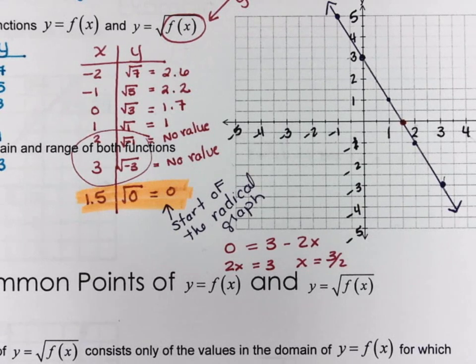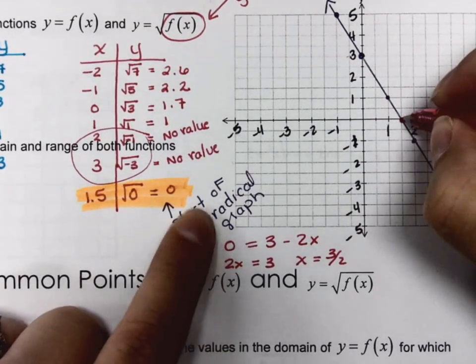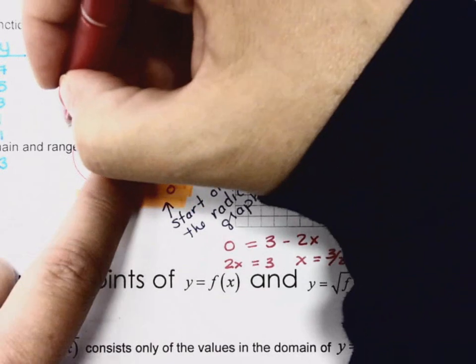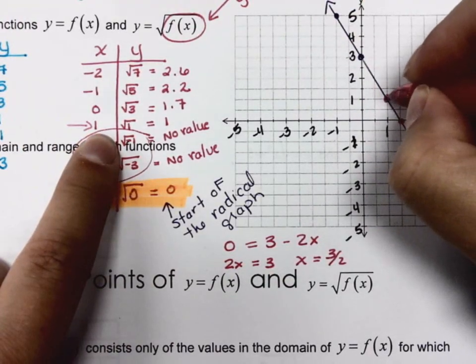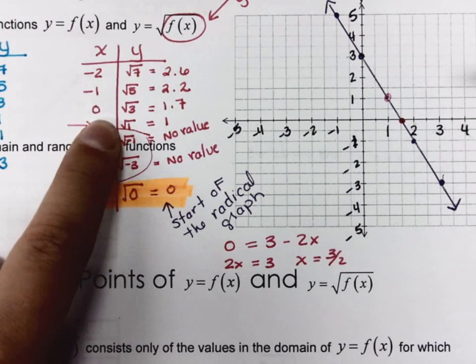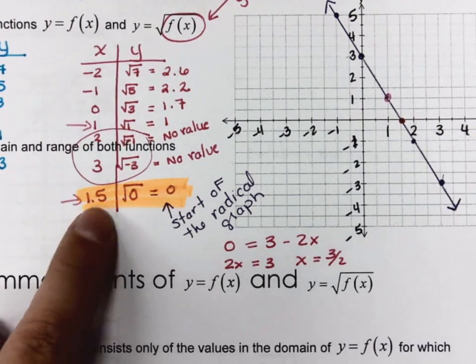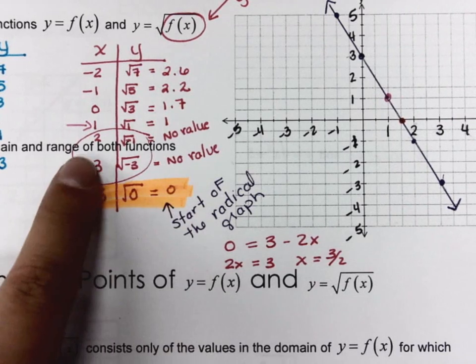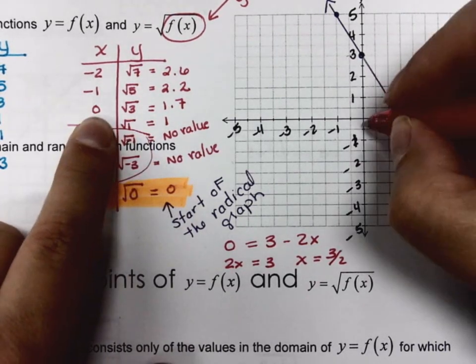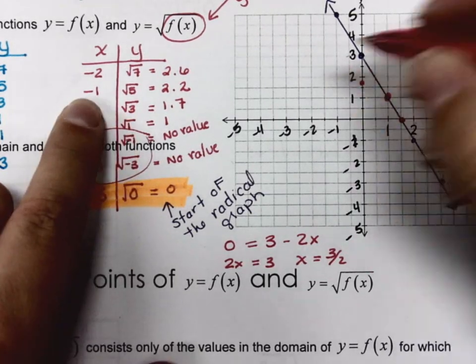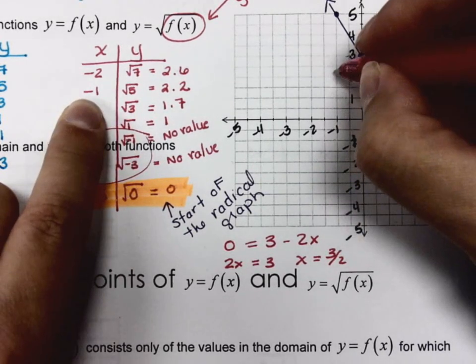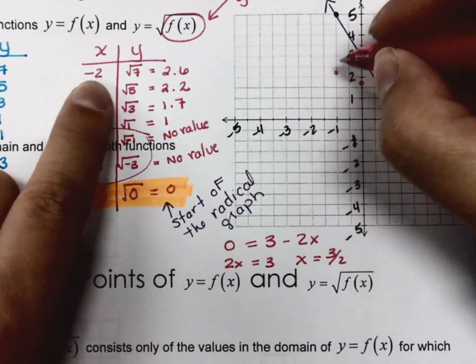Now let's graph those. So we have 0, 0. And then our first one, we have that one first. And then this one, so 1, 1. Oh, look at that. Weird. We have 1.5 and 0. And then we have 1 and 1. And then we have 0 and 1.7, which would be about there. And then negative 1 and 2.2.